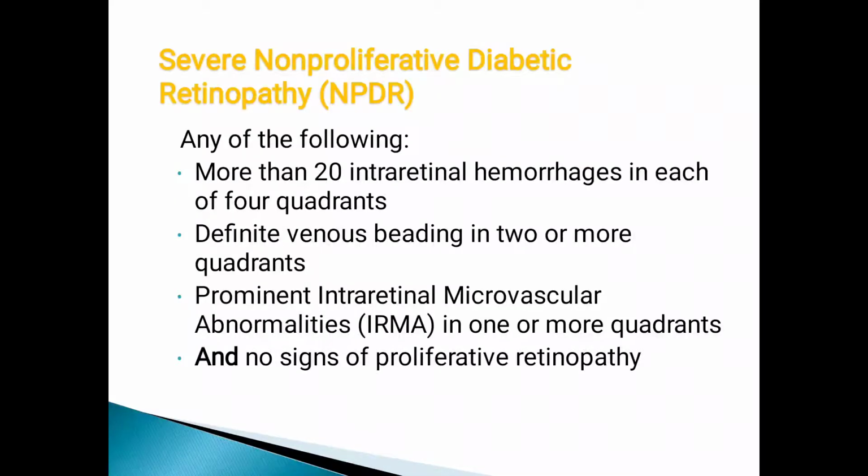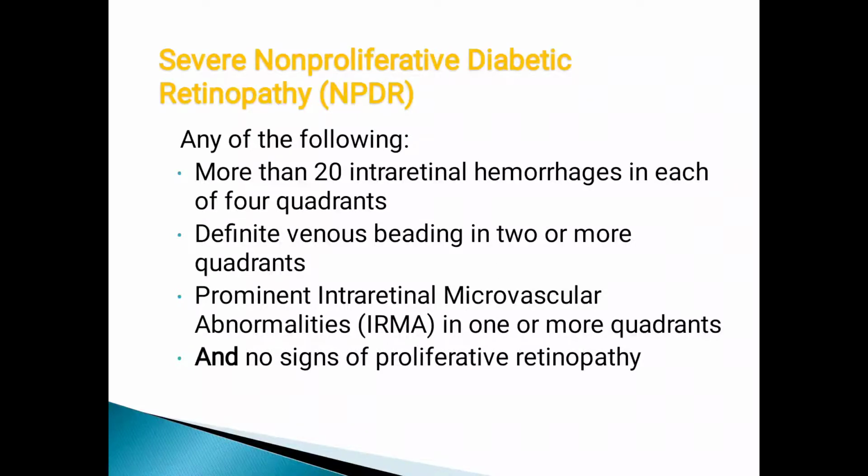So what happens in severe NPDR means we are progressing. The natural history of diabetic retinopathy is progressing. Now what happens? There is one rule called the 4-2-1. That rule has to be followed for the diagnosis of severe NPDR.